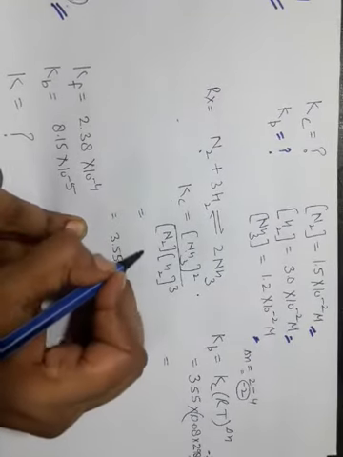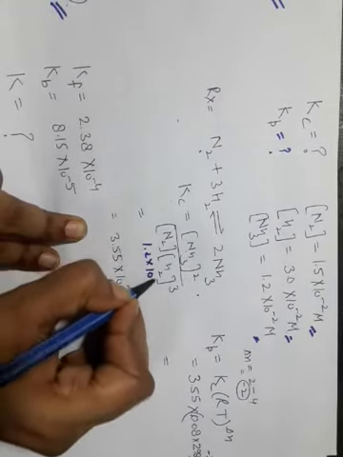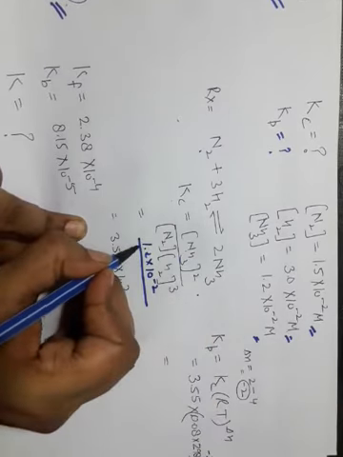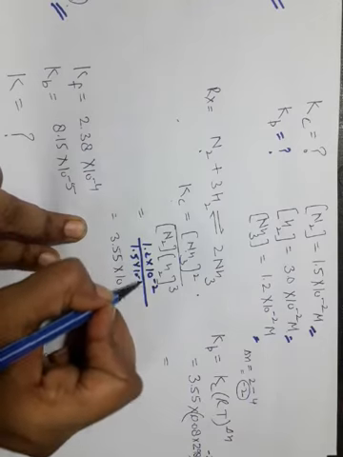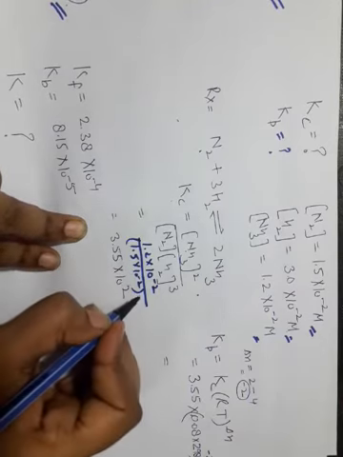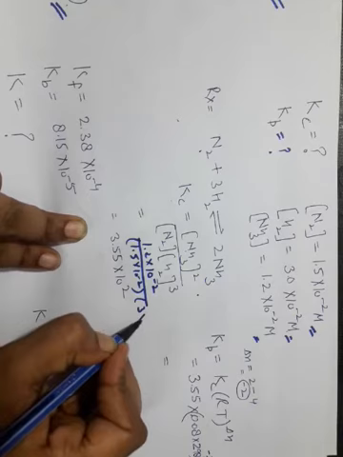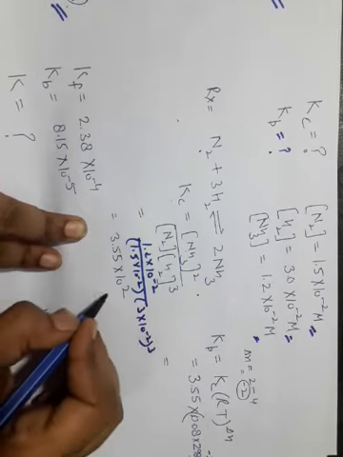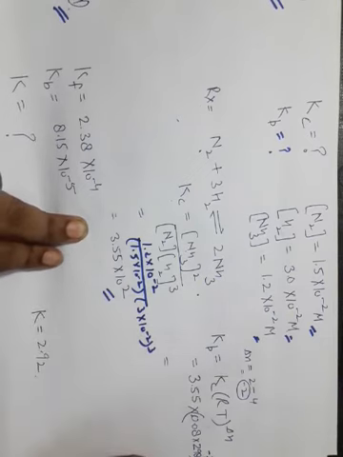The value of NH3 is 1.2 into 10 to the power minus 2. Nitrogen is 1.5 into 10 to the power minus 2. Hydrogen, the value is 3 into 10 to the power minus 2, to the power thrice. By solving this, we get the value 3.55 into 10 to the power 2.